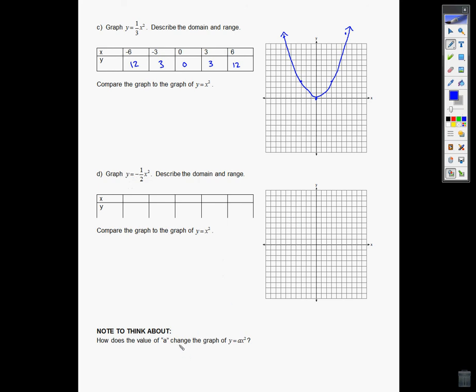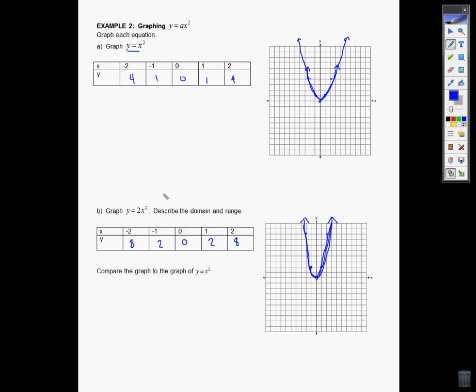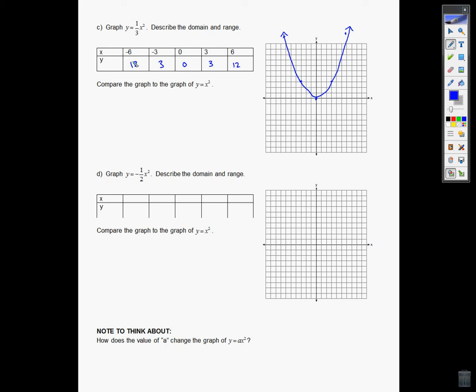And then see if you can answer this question at the bottom. What is this a value doing? When I had a 2 here, it did something. When I had a 1/3 here, it did something. What's it going to do with the 1/2? See if you can come up with an idea what certain numbers do to the graph. All right? We'll talk about it again next time, and good luck.